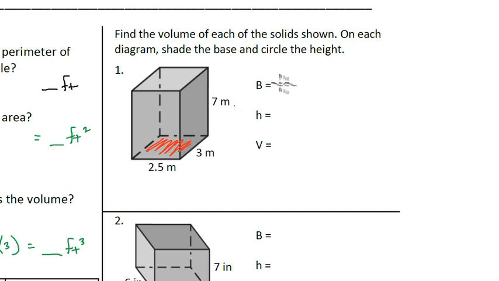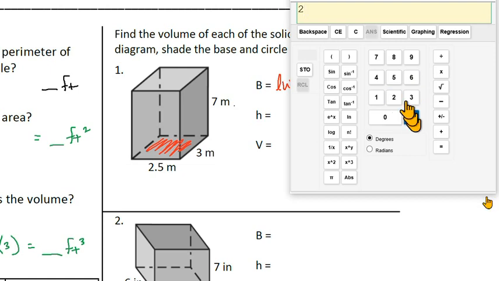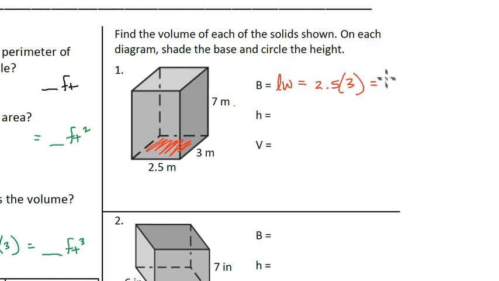So my base area is length. I expect you to show me your formula. Length times width, which is 2.5 times 3. And that value, 2.5 times 3, is 7.5. And that is area, class. That's 7.5 meters squared.